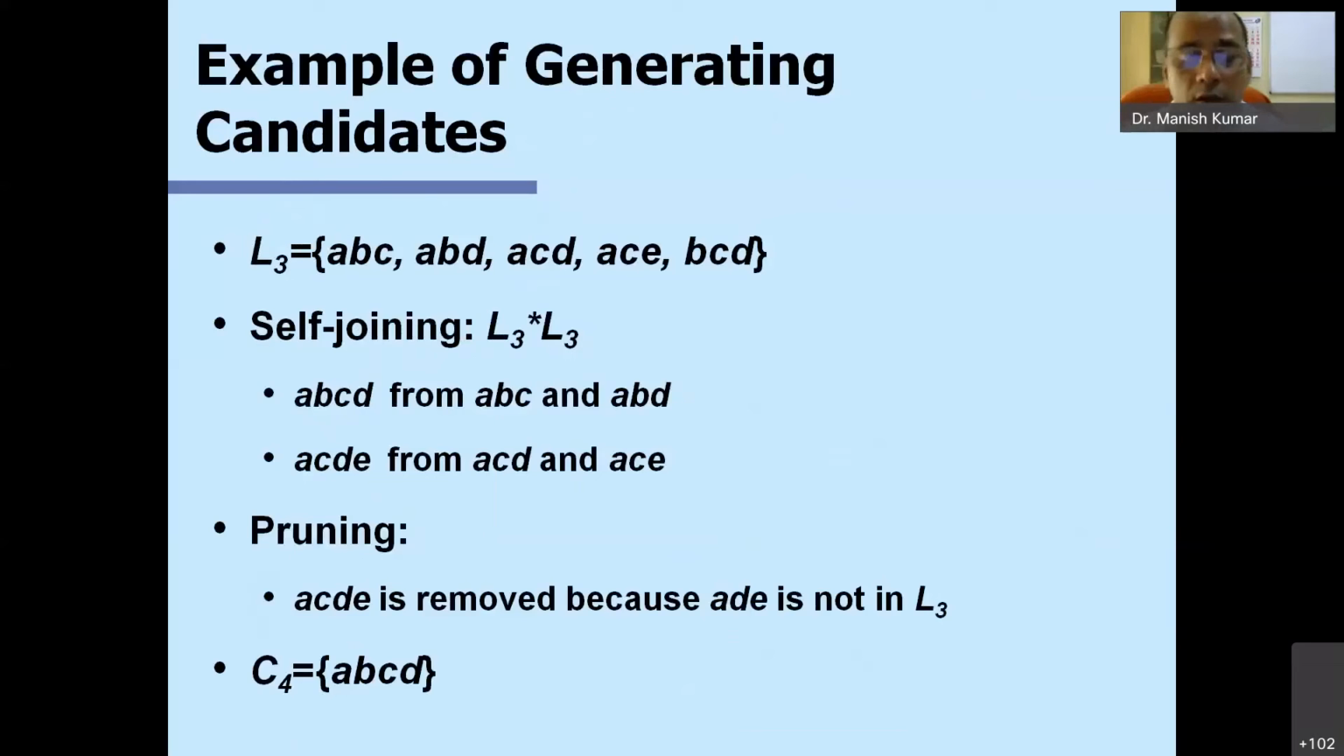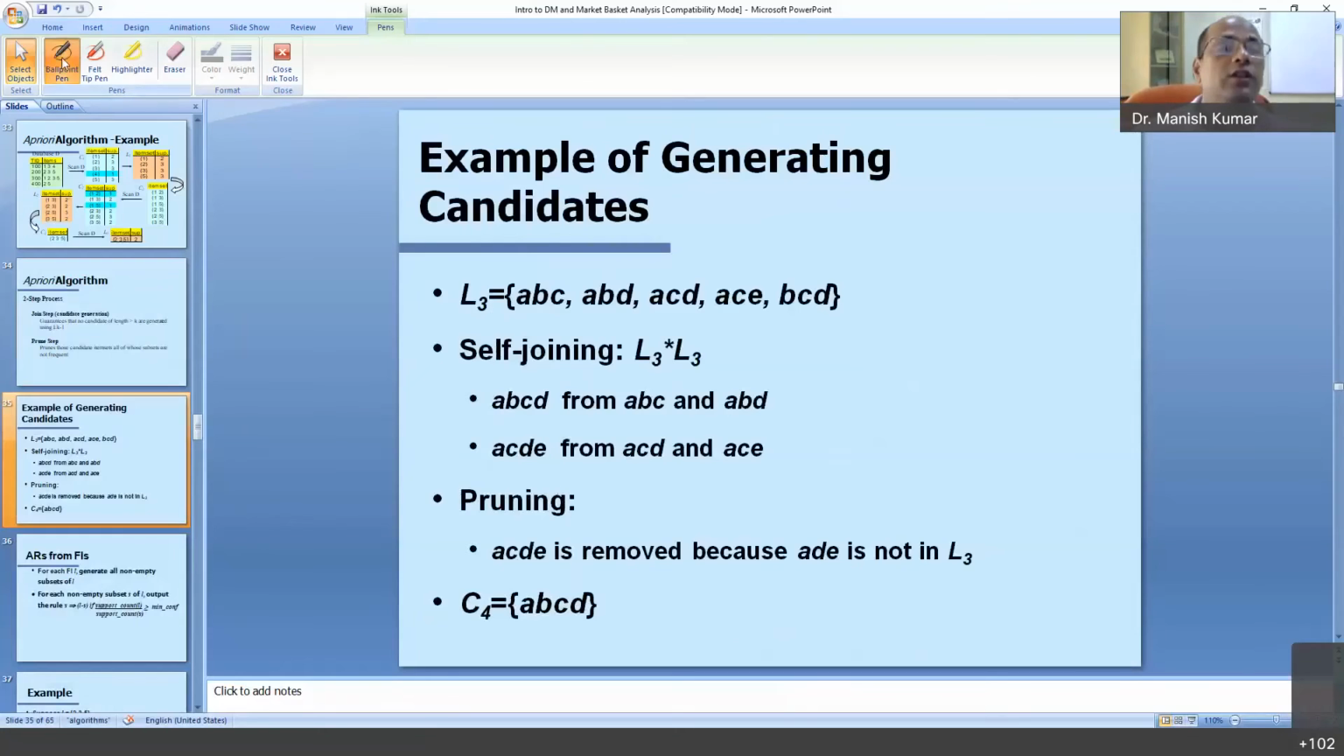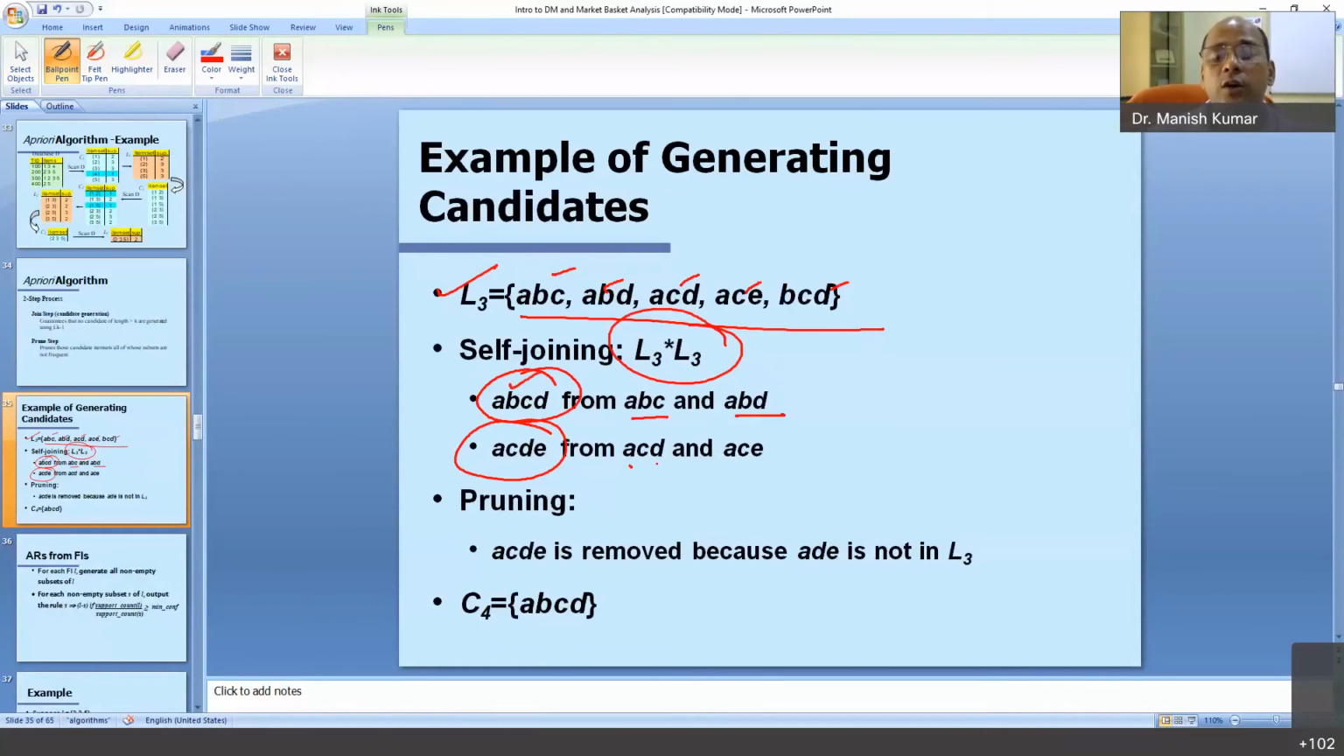So if you look at the property part, suppose your L3 has, as one example, ABC, ABD, ACD, ACE and BCD. Then obviously L4 is created out of the self join of L3. Then you might generate ABCD and ACDE, because out of ABC and ABD you can generate this, and out of ACD and ACE you can generate this. Now the question is, is it possible to include this in C4?